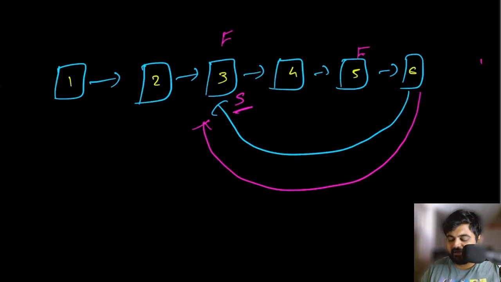The moment we identify that the fast and slow pointer are located at the same position, during the traversal the fast pointer came up to the same place where the slow pointer was, or the slow pointer came up to the same place where the fast pointer was, in either case we can determine that we found a cycle. Now in this case the fast pointer came up at a place where the slow pointer was already at.